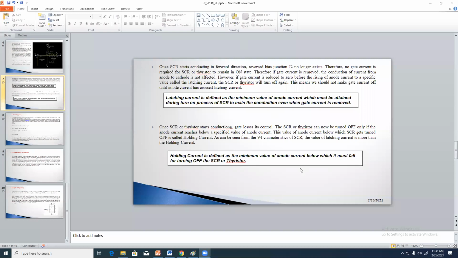Have you written the definition for the latching current? At the same time, holding current. Once the SCR or thyristor starts conducting, the gate loses its control. The SCR or thyristor can now be turned off only if the anode current reaches below a specified value.